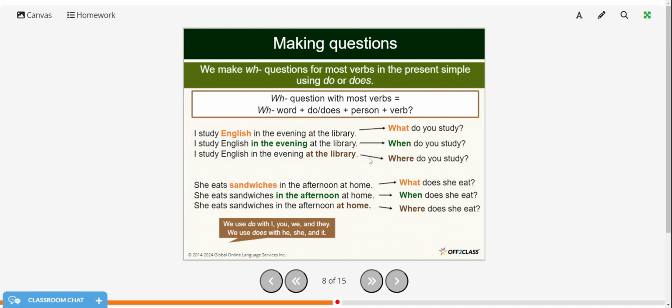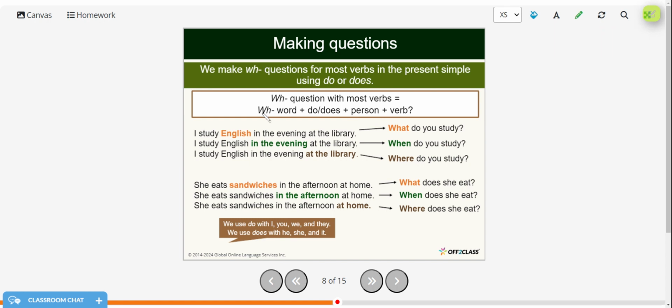All right, so we're going to talk about making questions. We make WH questions for most verbs in the present tense using do or does. So this is the sentence structure that you will use for most of these. You would have the WH word, and when we say that, it's who, what, where, when, how, and why. And then do or does, then the person, then the verb.